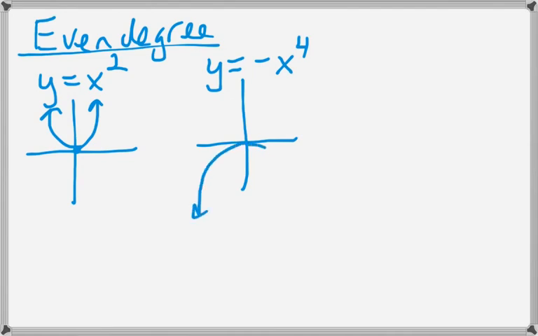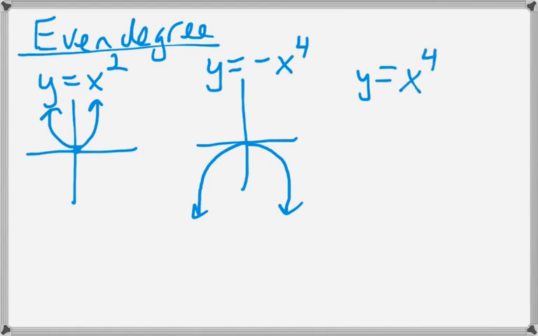So it's a U shape. It's not a parabola. Only quadratics, so only degree 2 functions, make parabolas. But a fourth degree or any other even degree could make a U type of shape. It's not a parabola though. And this is negative x to the fourth, so it's facing down. It's a reflection of just y equals x to the fourth.